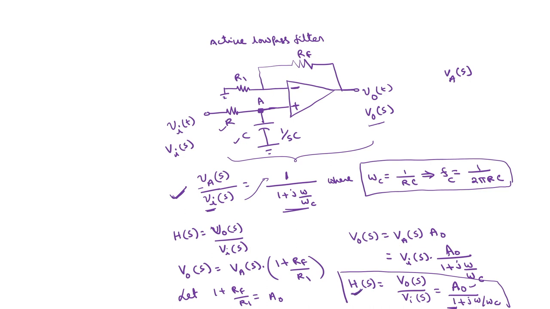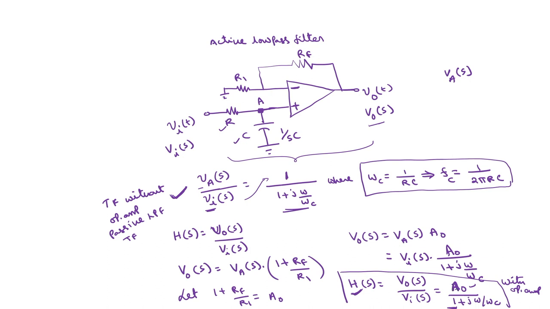This is the transfer function using the op amp, and this is the transfer function without the op amp, which you can call the passive low pass filter transfer function. And this is with the op amp. This you can call the transfer function with the operational amplifier.